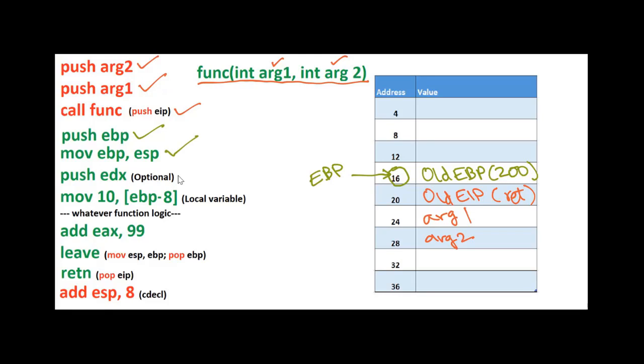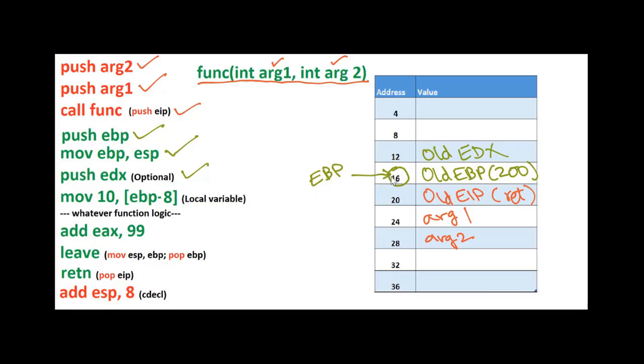Once this is done, if the function uses any of the x86 registers, then those registers also need to be backed up. So I'm just giving this example of push EDX, assuming that the function is going to use EDX somewhere in its logic. So once the backup is done, it's now time to make space for the local variables that are defined inside the function. But before moving on to the local variables, I wanted to make one point.